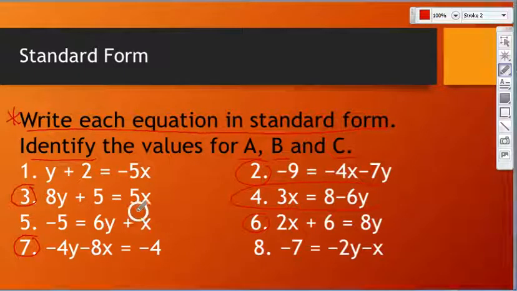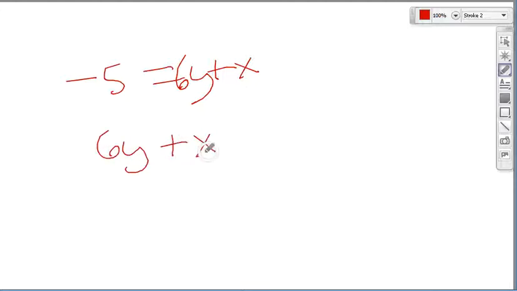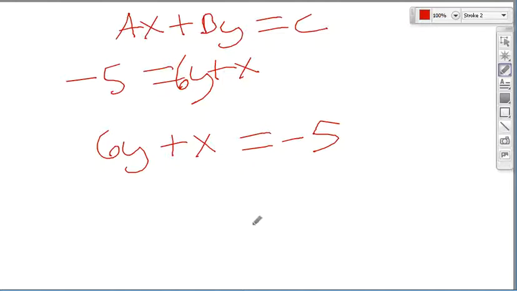Okay, so let's do number 5 together and then number 8 together, and then you guys will be ready for your quiz. Okay, so on number 5, we have negative 5 equals 6y plus x. Let's go ahead and just rewrite this as 6y plus x equals negative 5. Remember our standard form, ax plus by equals c. When we look at this, we're pretty close.